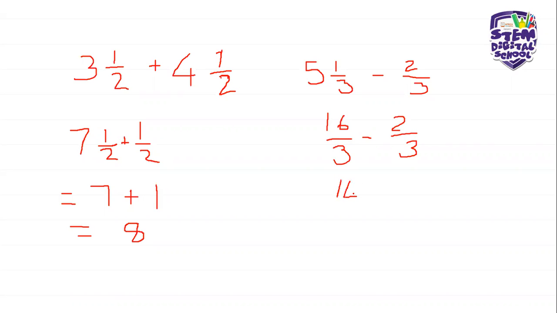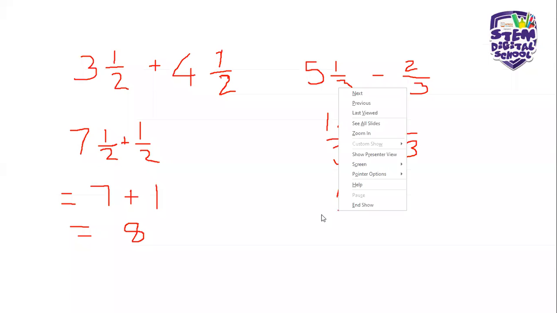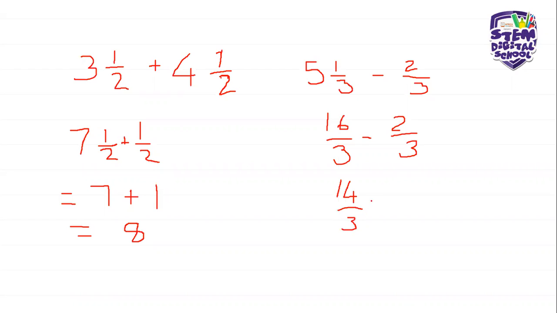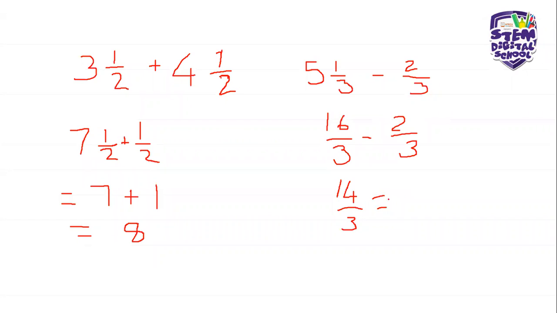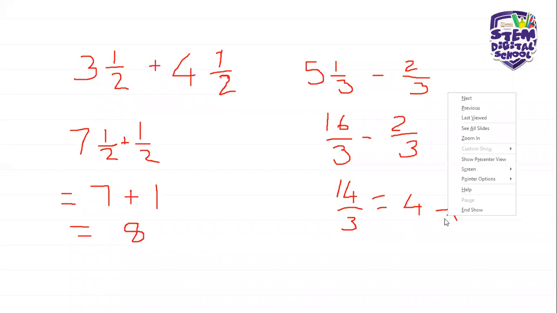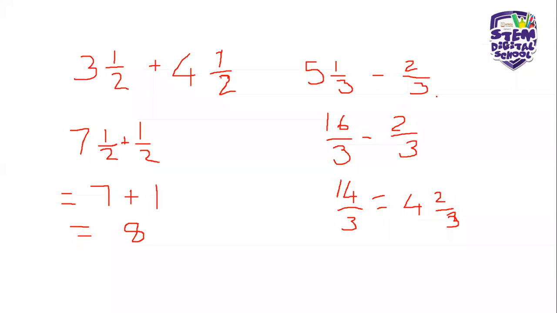14 over 3. Then I just change it. I change it to say how many times does 3 go into 14? 3 goes into 14 what? 4 times. Then what am I left with? The denominator of 3. What? 3 times 4 is 12, plus 2 is 14. So 4 and 2 over 3. Very easy, guys.